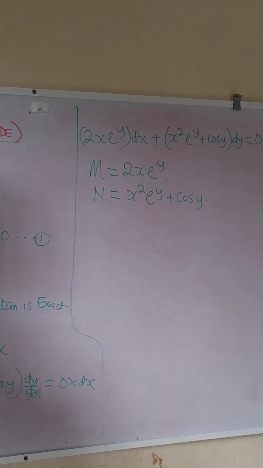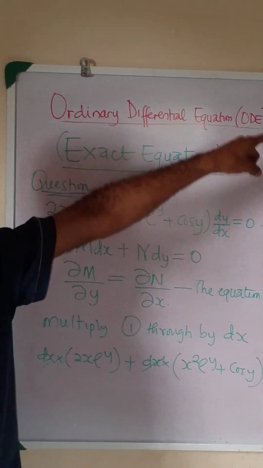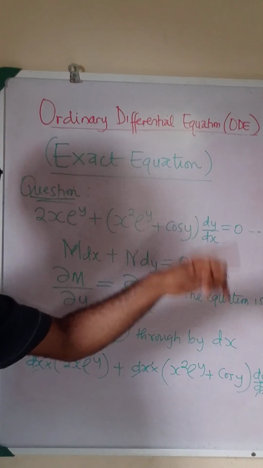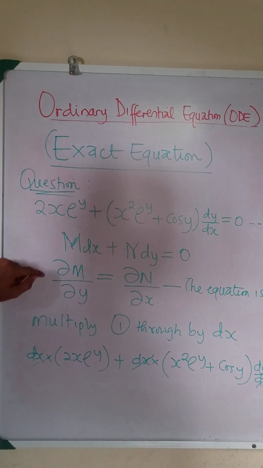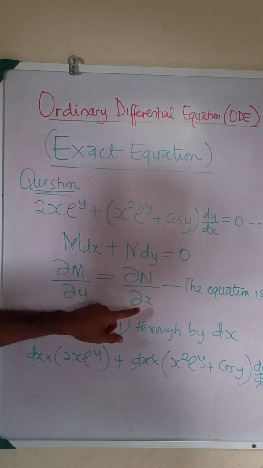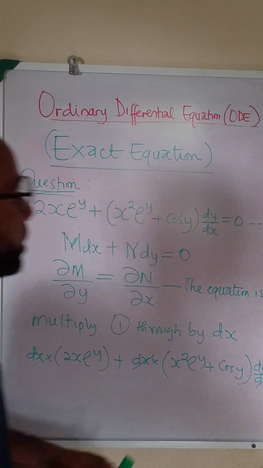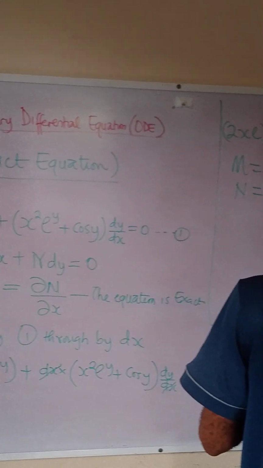Now we are done with the first law. Now the second one: for you to say that this equation is exact, you have to test for the exactness of the equation before you can solve. It means you have to ensure that when you are differentiating M with respect to y and N with respect to x, they are the same. So we can call this equation 2, and we call this equation 3.